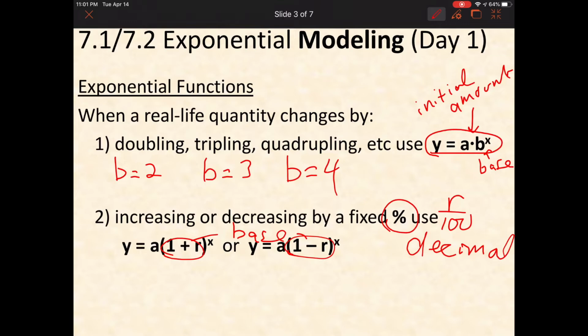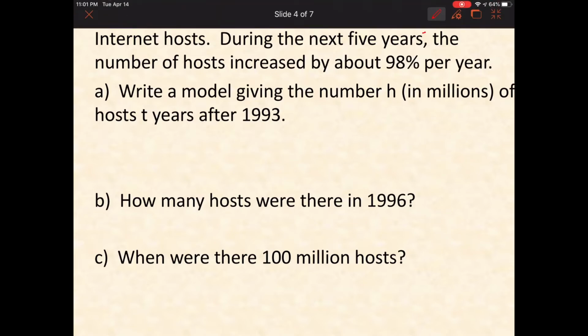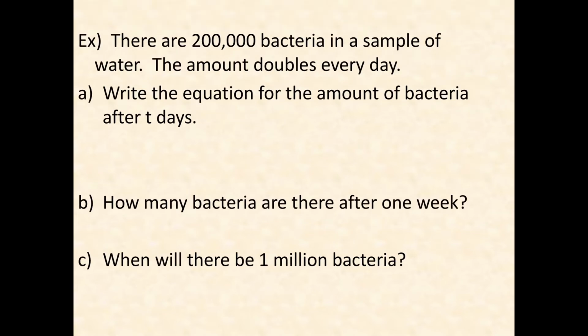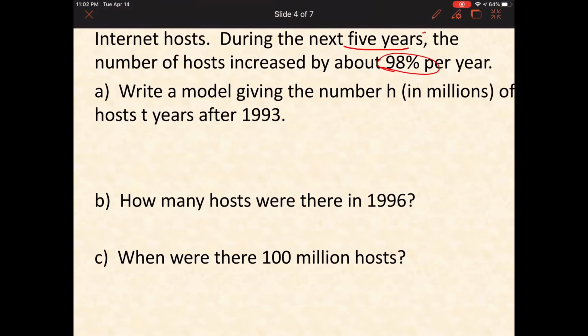Okay? All right. So let's go on and look at these word problems and see how we write these out. So in January of 1993, there were about 1,313,000 internet hosts. During the next 5 years, the number of hosts increased by 98%. So we have our timeline here. We have 98%, and we have our initial value, which is the 1,313,000.